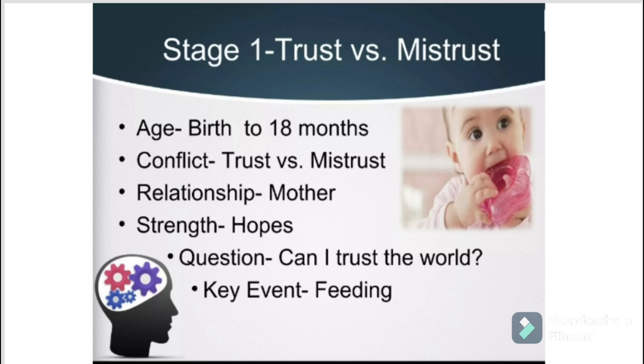It depends upon its relationship with its parents and the people with whom a child is spending its time. So in this age, the child learns whether it can trust the world or not. And the key event is feeding. If a child is properly fed, properly nursed, then he develops trust. Or if a child is not properly fed, not getting his basic needs on time, then the property of mistrust develops in the mind.